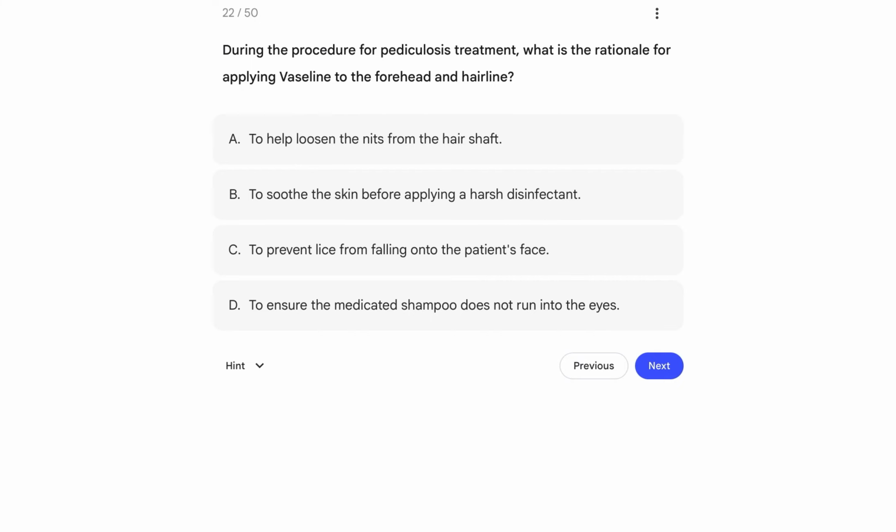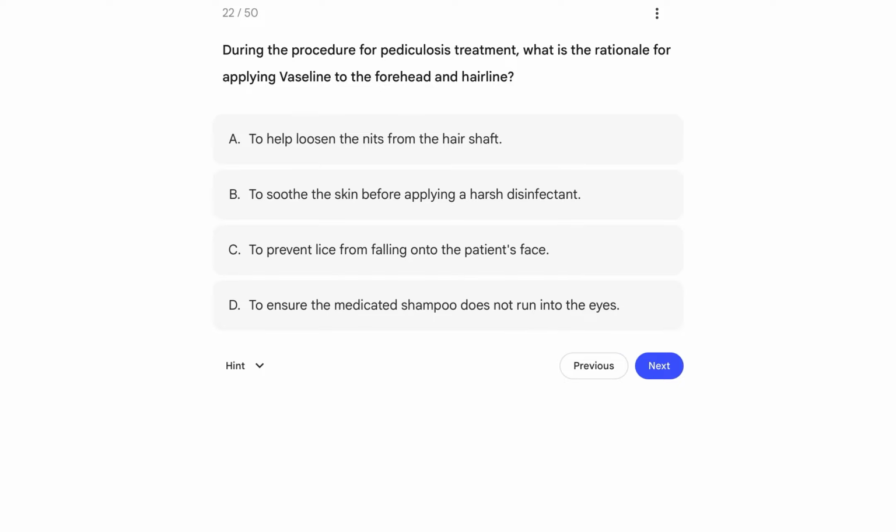Option C, to prevent the lice from falling onto the patient's face. If you are applying the Vaseline, the lice will never fall onto the face. Is this the answer? Option D, to ensure the medicated shampoo does not run into the eyes. If you are applying the shampoo, it should not run from the hairline to the eyes.